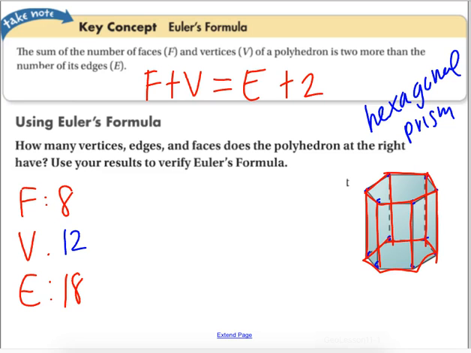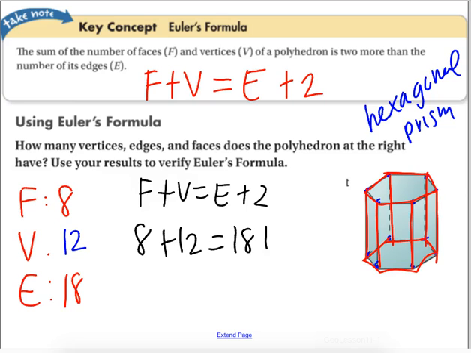Now let's plug into our formula. See if it all works out. Faces plus vertices equals edges plus 2. 20 does equal 20, so yes, we did do that correctly.